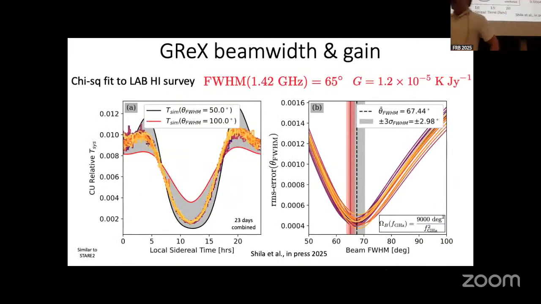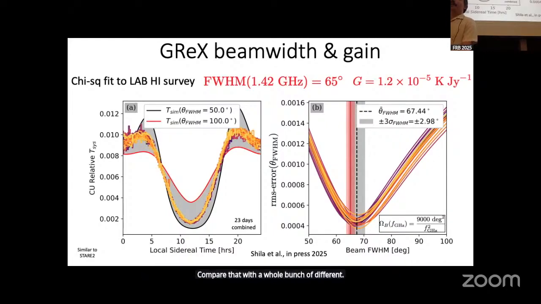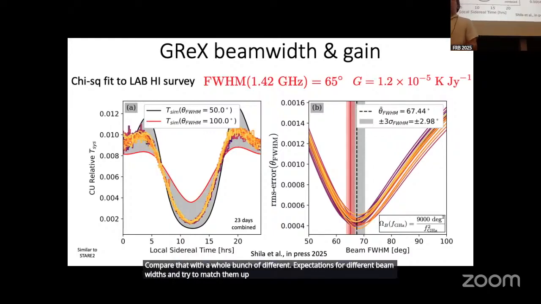So then the idea was, okay, we can make expectations of what the H1 line response shape is going to be over one day as a function of your beam size. So we can take actual measurements, compare that with a whole bunch of different expectations for different beam widths, and try to match them up to get a more accurate idea of what our beam size actually is.